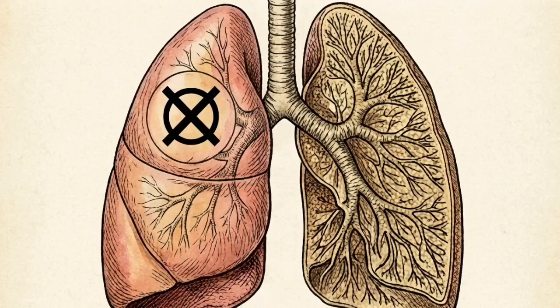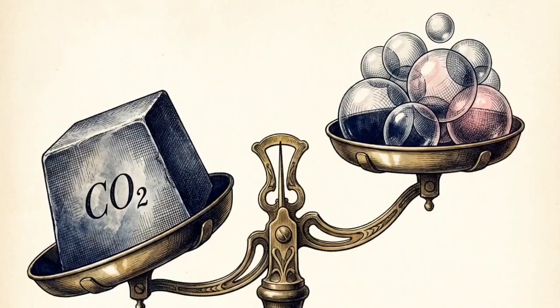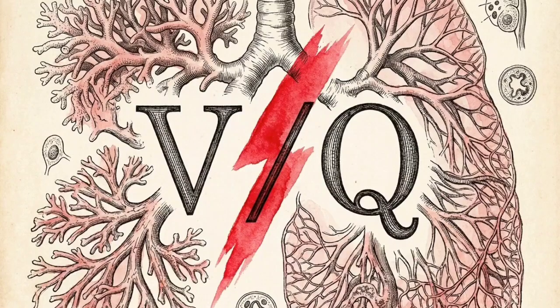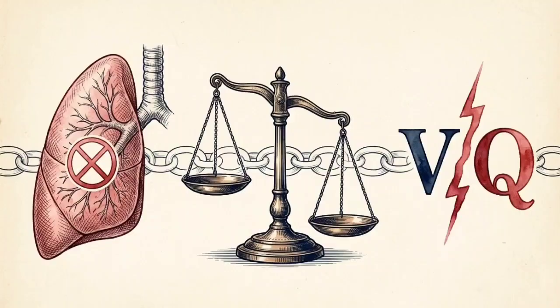Dead space is wasted air. Alveolar ventilation controls carbon dioxide elimination, and VQ mismatch drives hypoxia. These three mechanics form the core logic of respiratory physiology.